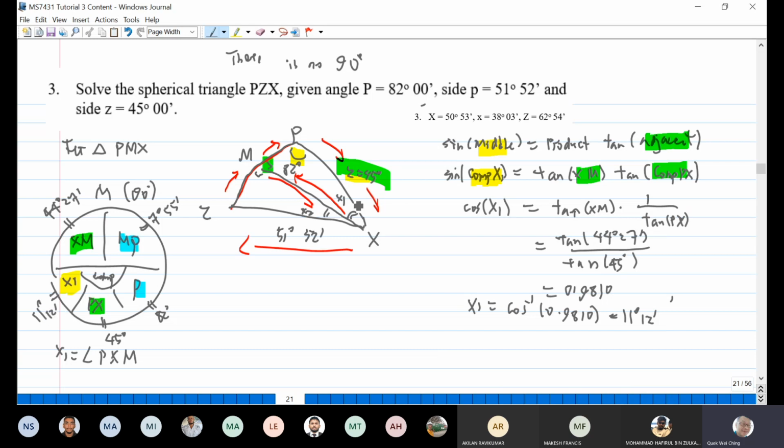Okay, so you know x1 there. And MP is 7 degree 55 minutes. X1 is 11 degree 12 minutes. So let's write down somewhere here. So this is how you find the left hand side of the answer now.